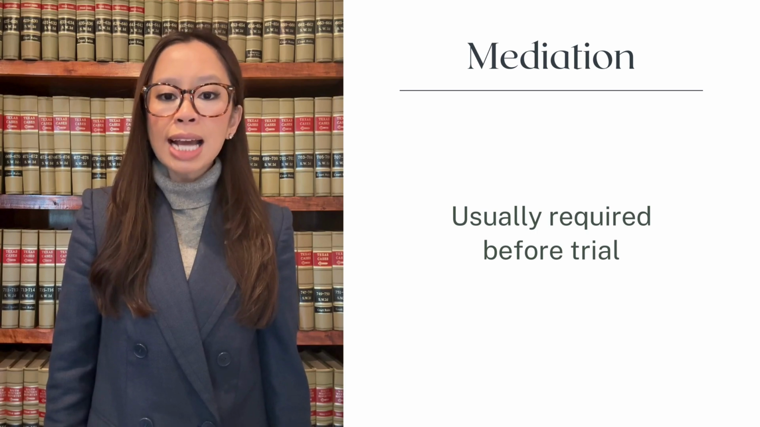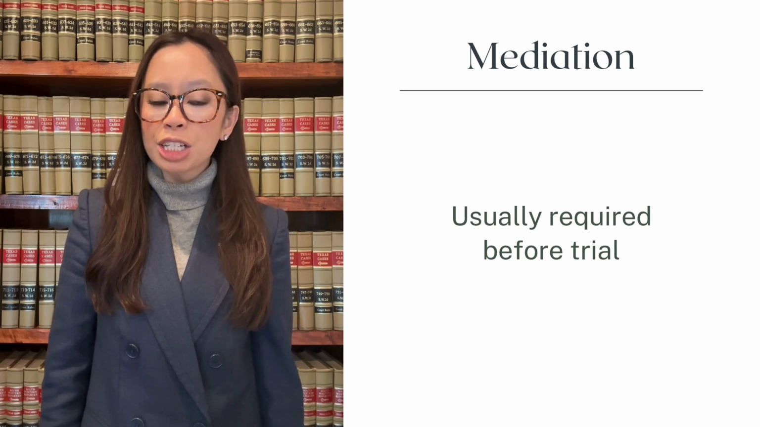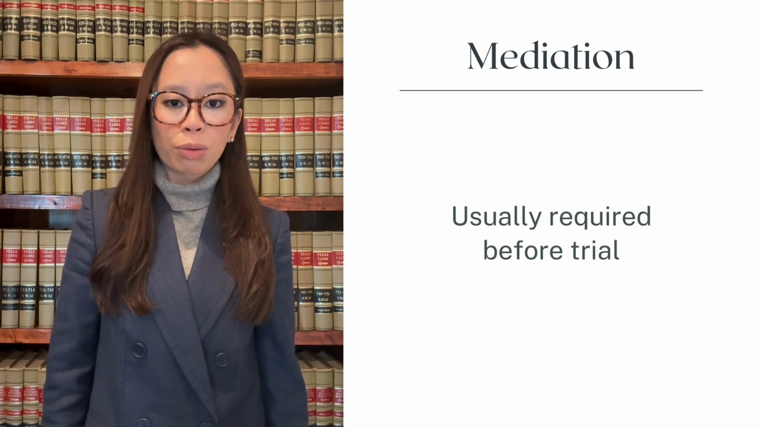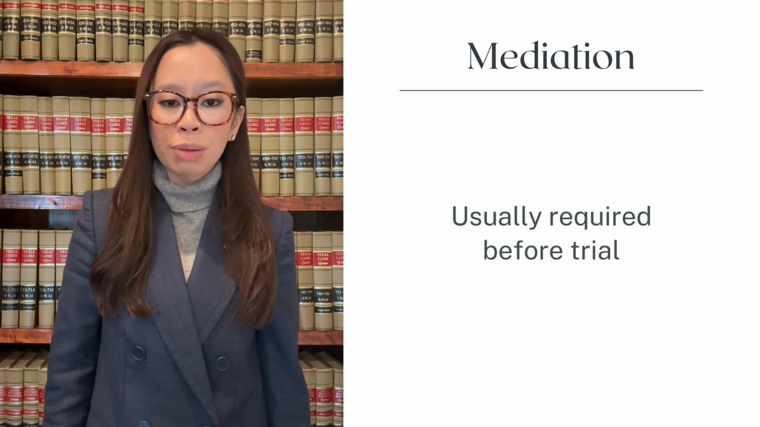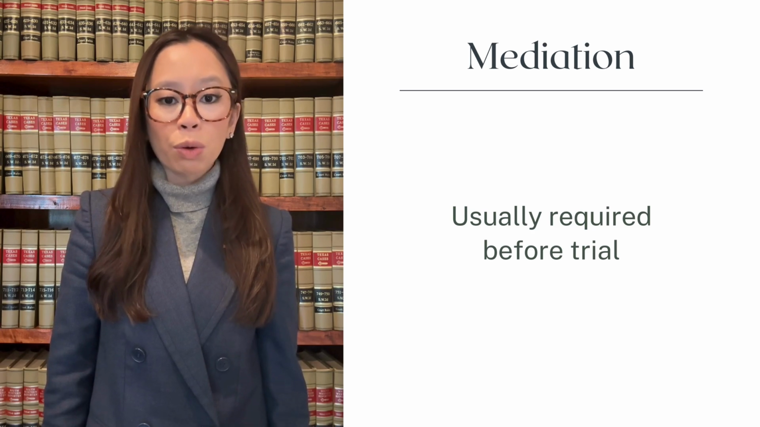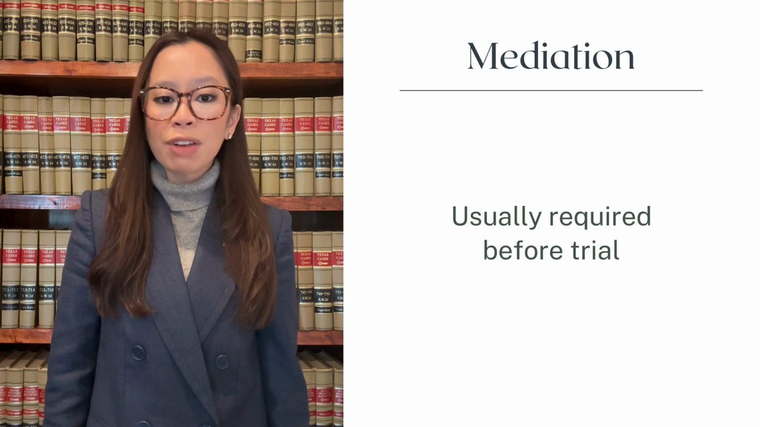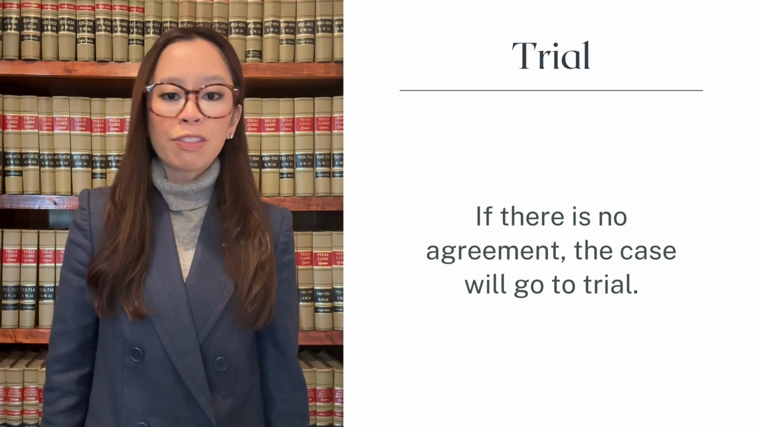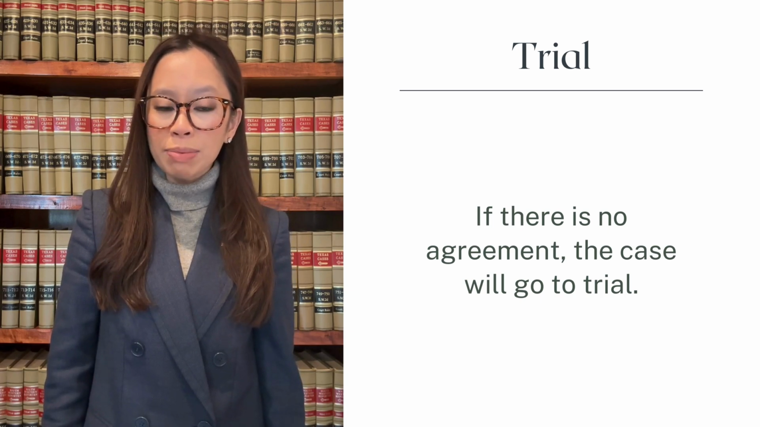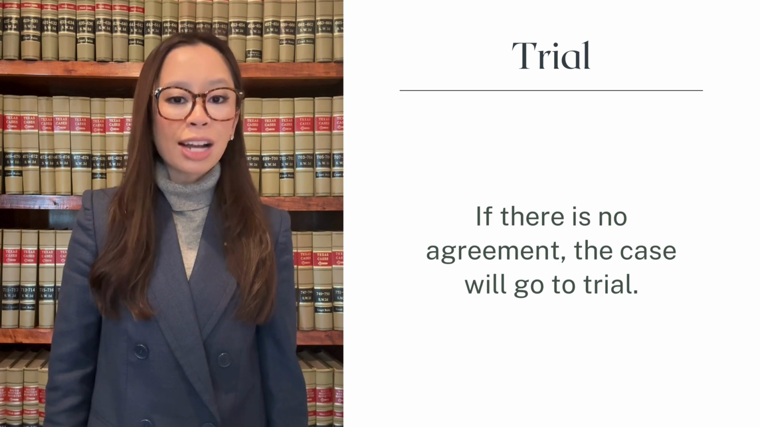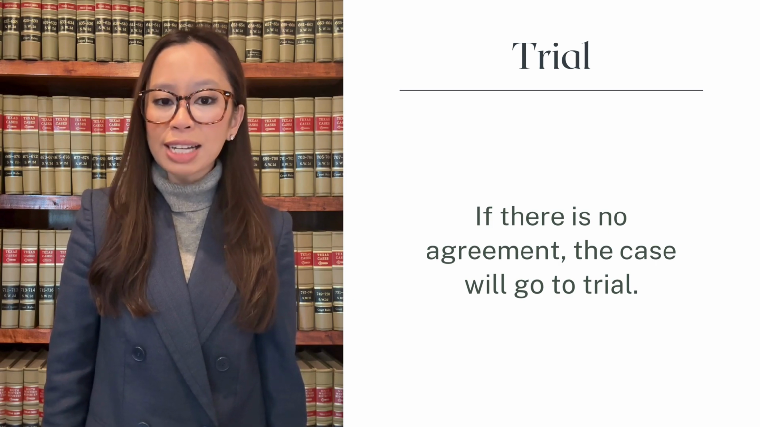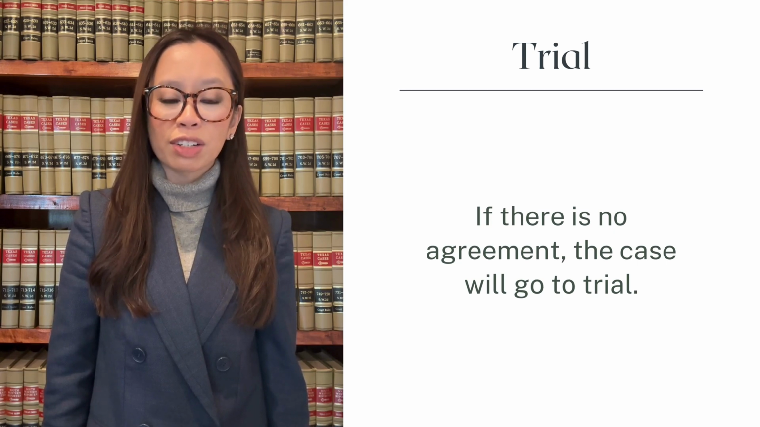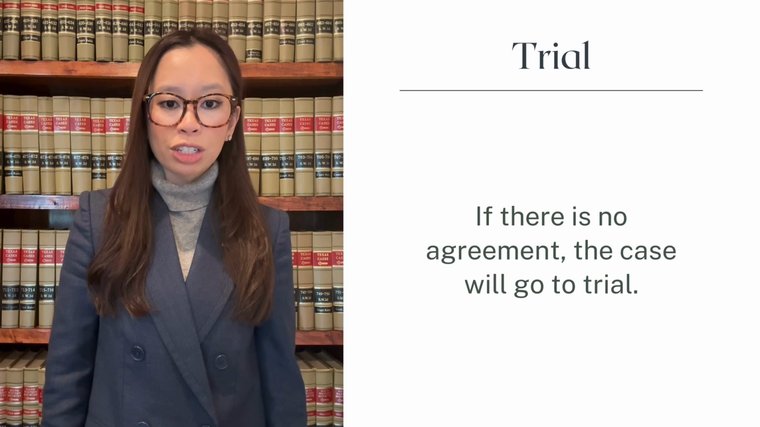Mediation. In many Texas counties, the court requires mediation before proceeding to trial. Mediation is a process where a neutral third party helps both parents come to an agreement about the modification without going to court. It can be a very cost-effective way to resolve disputes. Trial. If mediation doesn't result in an agreement, the case will go to trial. At trial, both parties will present their evidence and testimony, and the judge will make a decision based on the best interests of the child and other relevant factors.